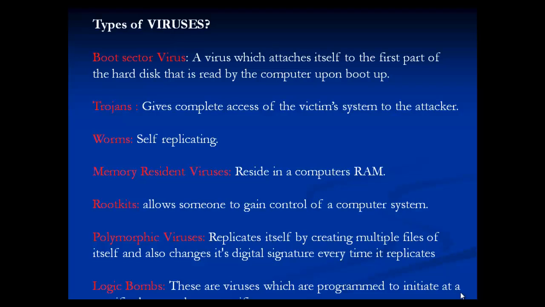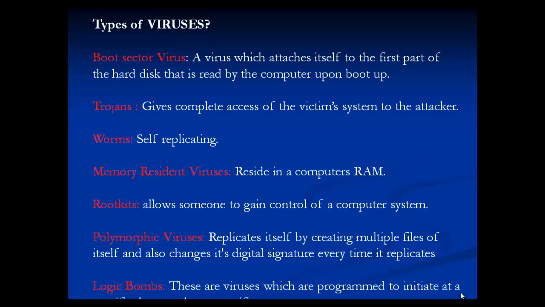The next one is rootkits. Rootkits are generally completely undetectable viruses which attempt to allow someone to gain control of a computer system. They are generally installed by Trojan horses again, and these are very dangerous. They give complete access of the system to an attacker.